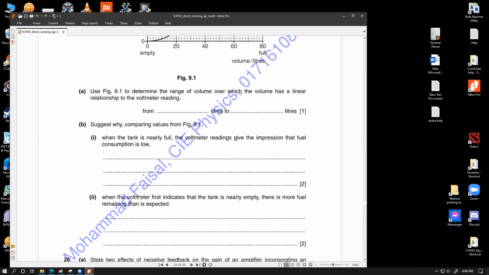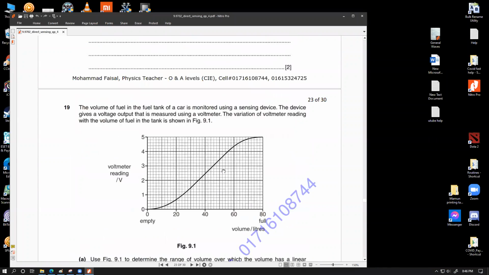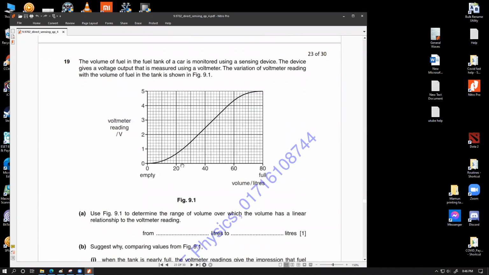B2: when the voltmeter first indicates that the tank is nearly empty there is more fuel remaining than is expected. How do we see this from here? Let's have a look over here, this is the tank. This is the voltmeter reading reaching 0. You can see that the voltmeter reading is actually becoming nearly 0 at around this point. So pretty much when the voltmeter reading gives us a 0 reading we still have about 8 liters of oil left within the tank.